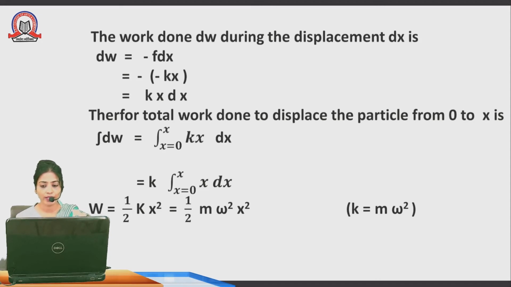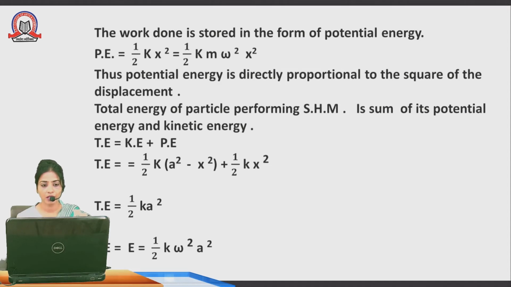Now what is k? What is the value of k? It is m omega square. Now we substitute the value of k. The work done becomes 1 upon 2 m omega square x square. Work done is stored in the form of potential energy. The potential energy equals 1 upon 2 kx square. Now k is m omega square. Dear students, there is a mistake here for k, so you can adjust it: 1/2 m omega square x square.